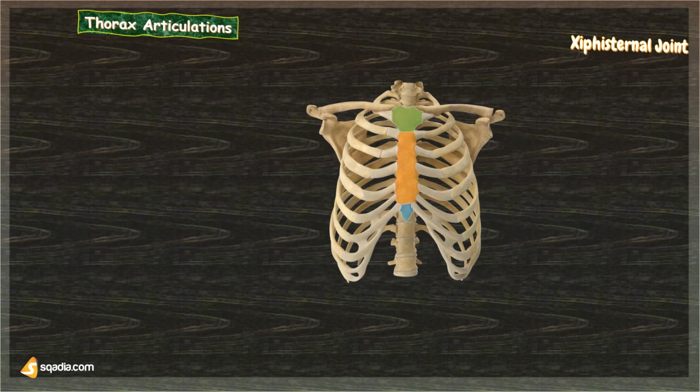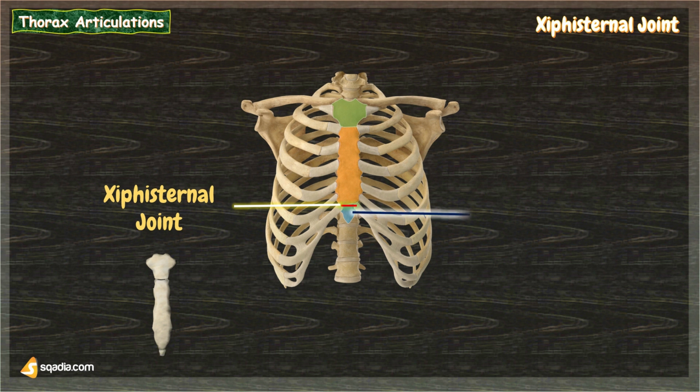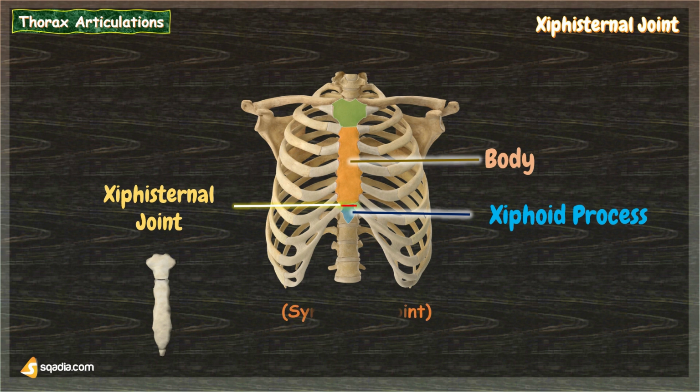Next up, we have the xiphoid joint. It is a cartilaginous and symphysial joint between the xiphoid process and the body of the sternum. Typically, the xiphoid process fuses with the sternum in middle age.